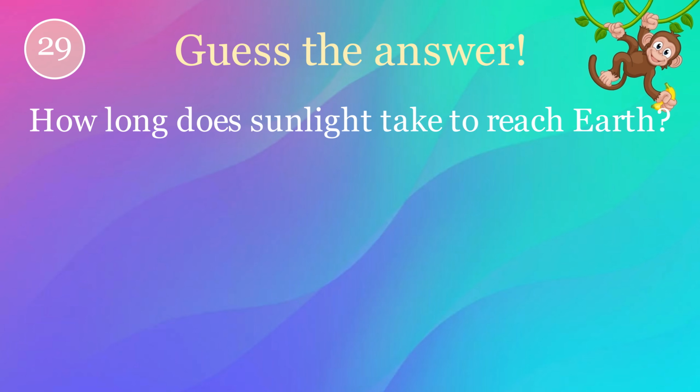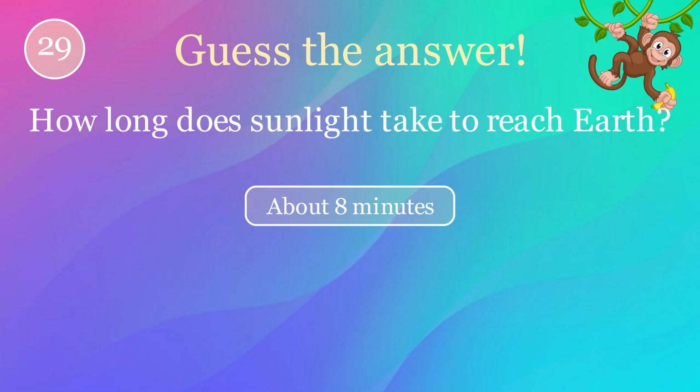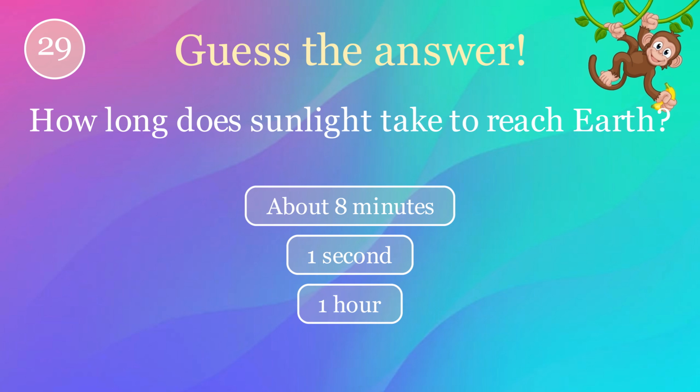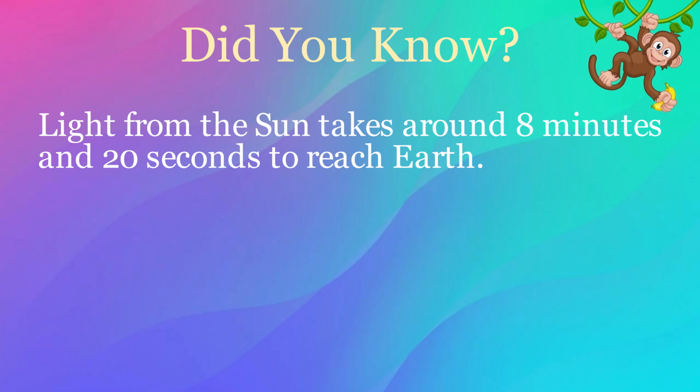How long does sunlight take to reach Earth? About 8 minutes. 1 second. 1 hour. The correct answer is about 8 minutes. Here's an interesting fact. Light from the sun takes around 8 minutes and 20 seconds to reach Earth.